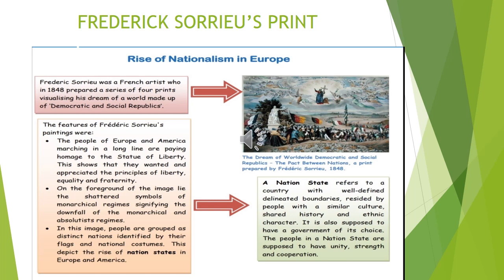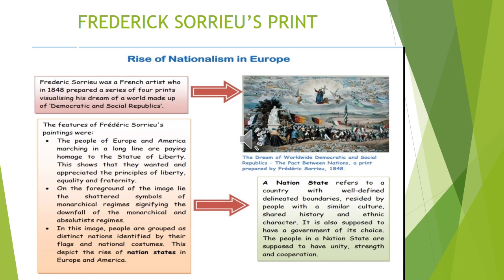This signifies the downfall of the monarchical and absolutist regimes. Sorrieu's dream was that someday these absolutist regimes would collapse and in their place a democratic system would come up. The third important feature in this image, people are grouped as distinct nations identified by their flags and national costumes. So this was his utopian vision.